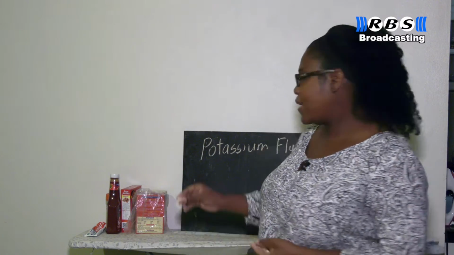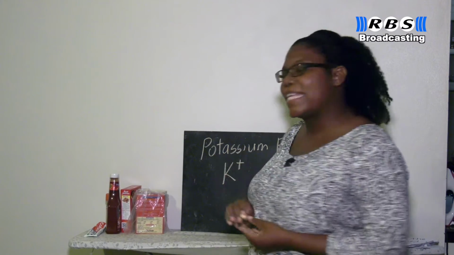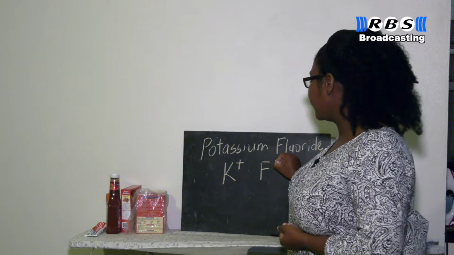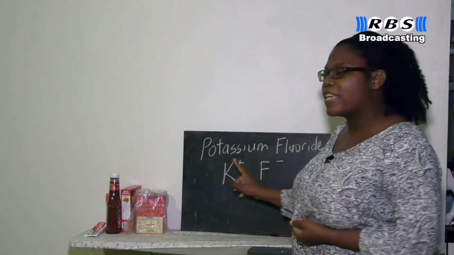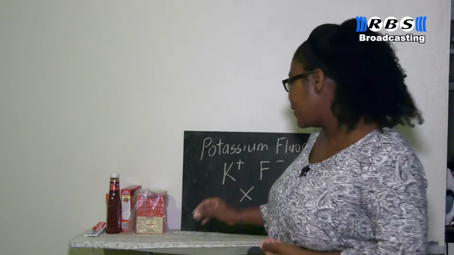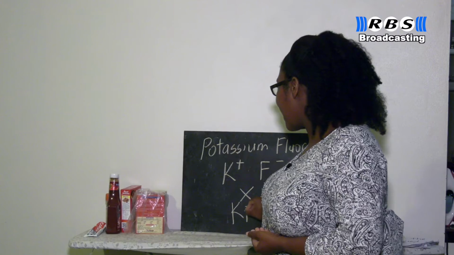Let's write the chemical formula for potassium fluoride. Potassium, its ion is K+. The fluoride ion is F-. Both of these charges would have a number 1. But there's no need to write the number 1. So the formula for potassium fluoride is KF.